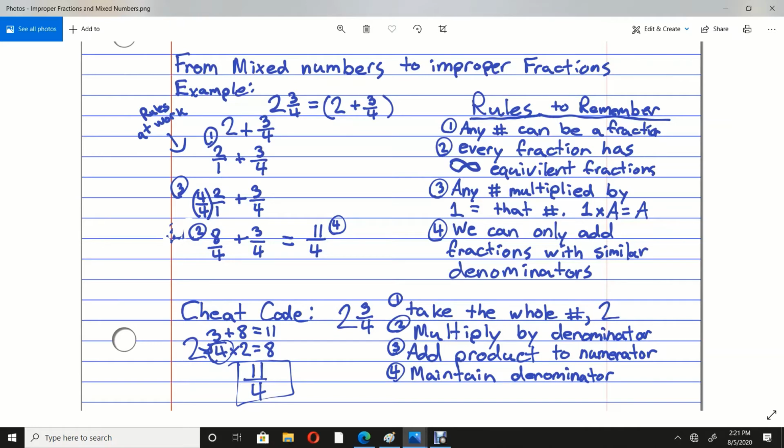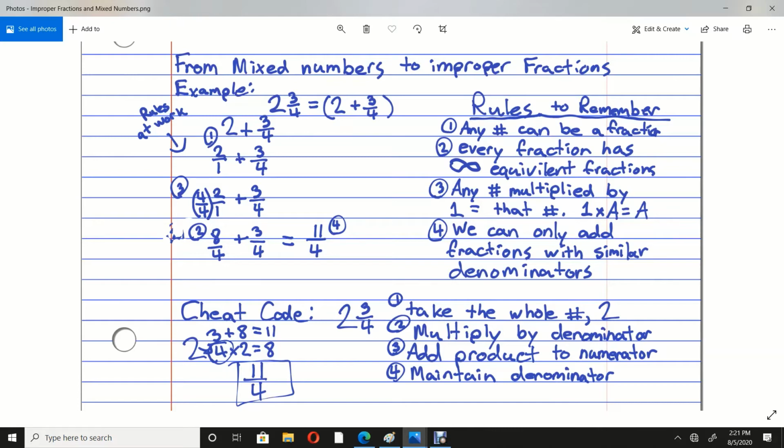Now that these fractions have common denominators, we can add them together. Now that they have common denominators, we can add the numerators. 8 plus 3 is 11 fourths, and you can go back and look. That's where we came from, right? That was the original improper fraction. We turned it into the mixed number 2 and 3/4.